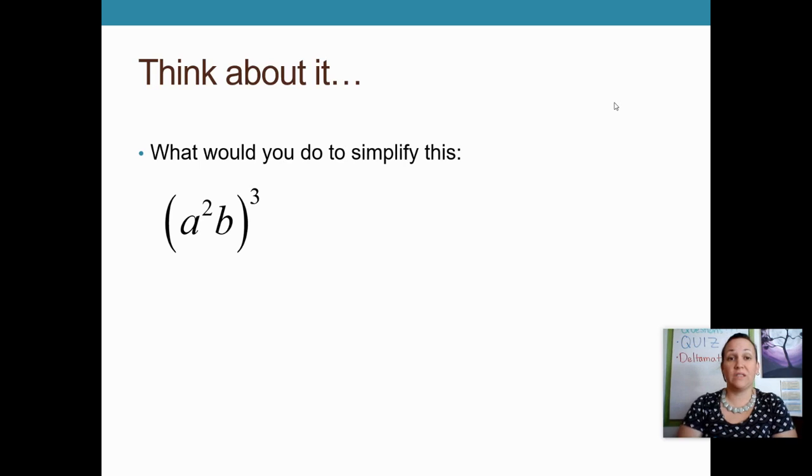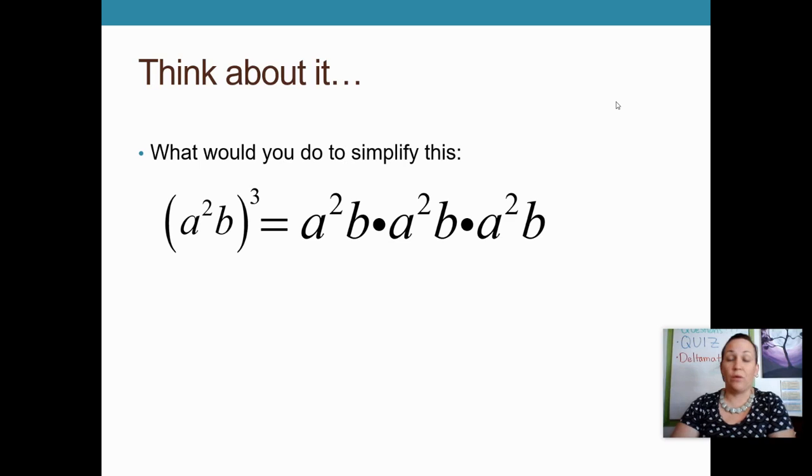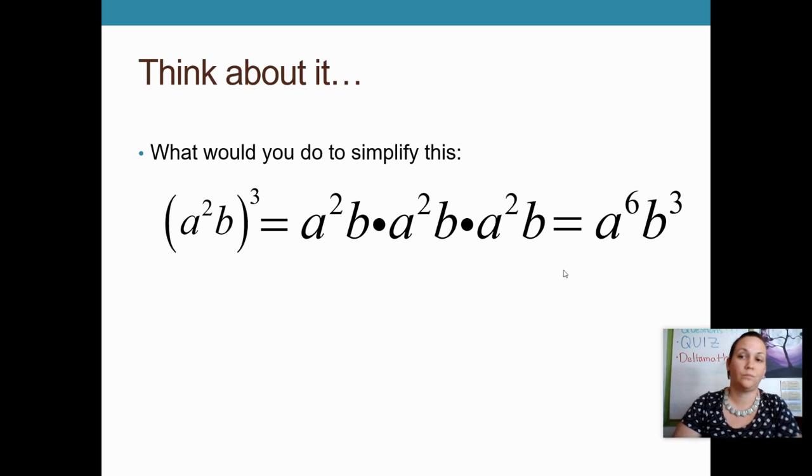So just like our previous video, I'm going to take my parentheses, and since the whole parentheses is to the third power, I'm going to write it out 3 times. So a squared b, and then a squared b, and then a squared b. And based on yesterday's rule that we learned, I can take my a's and do 2 plus 2 plus 2. And for my b's, technically they each have a 1, so that's 1 plus 1 plus 1. And my answer is a to the 6th and b to the 3rd.